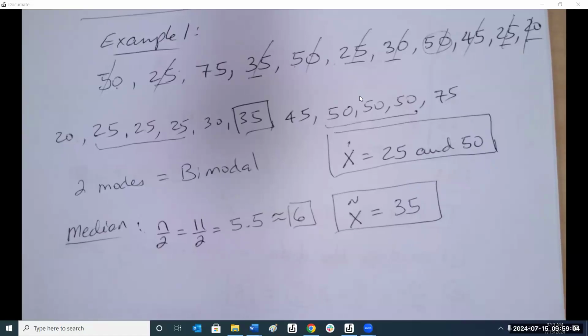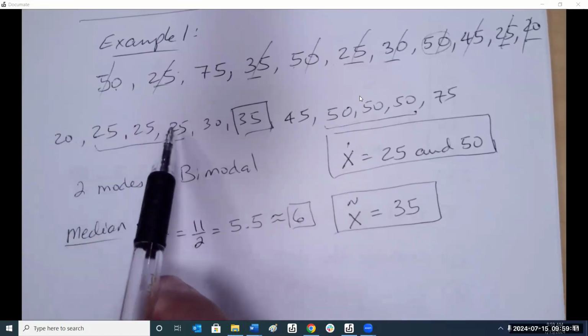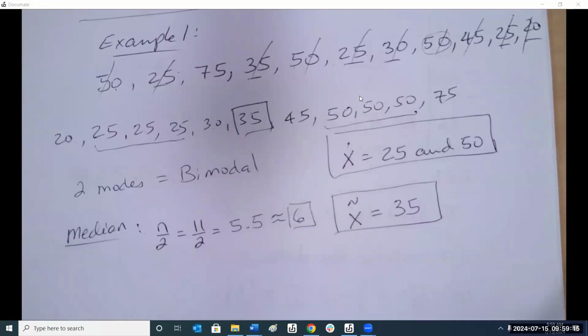Professor, I have a question. How did you get the 11? 11 represents the number of data points we have. 1, 2, 3, 4, 5, 6, 7, 8, 9, 10, 11. Oh, okay. So n is the number of data points.